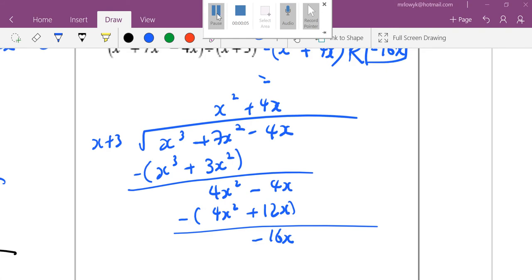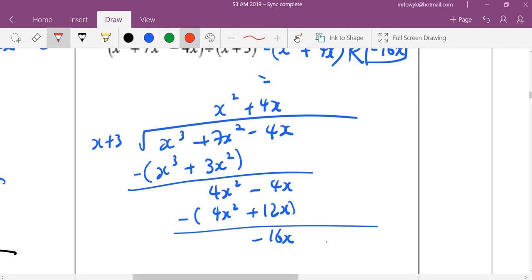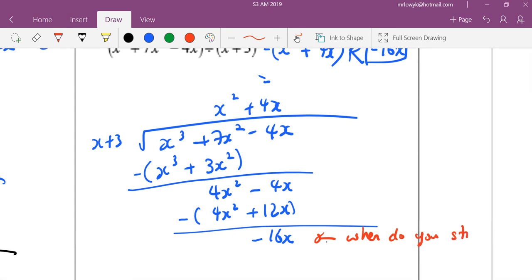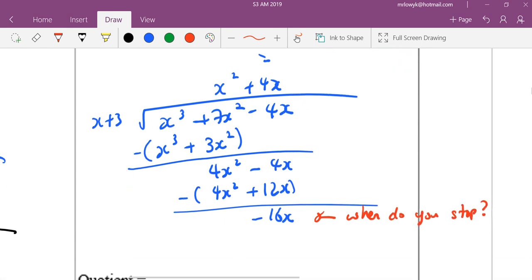Can all look up? All look up. 100% of you got this. But the question is, can you write down when you stop? You only can stop when you cannot divide anymore. So let me explain. Okay, I'm going to tell the technical term. You only stop when the x power here is smaller than the x power here.